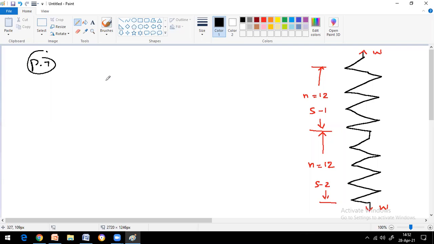Let me write down the given data. This is two closed coil helical springs connected in series. 12 coils at a mean diameter of 20 mm. So find the diameter of the wire, and the mean diameter is given as 20 mm, which is 2 centimeters.